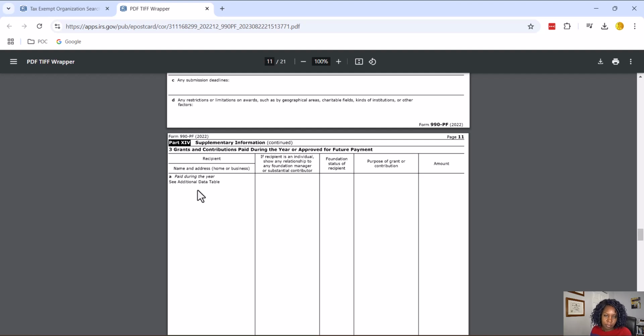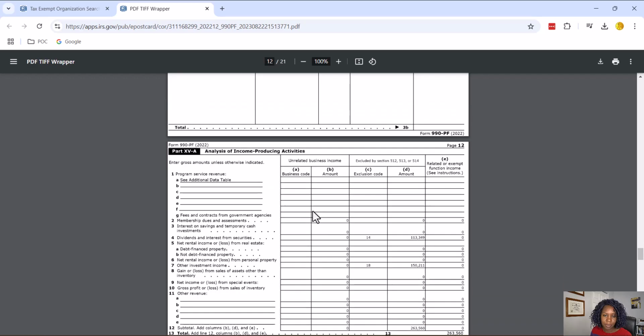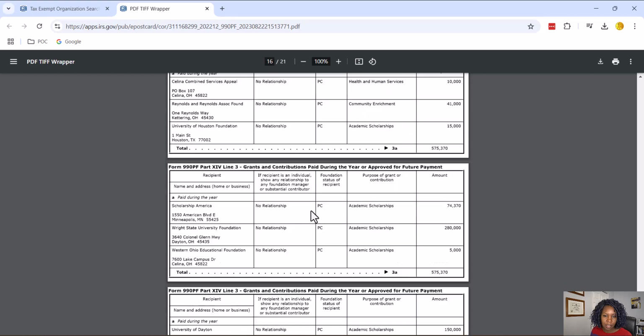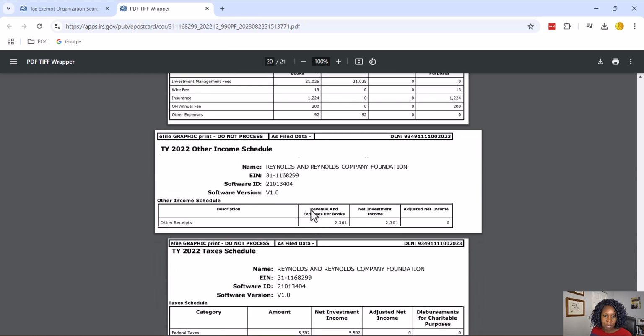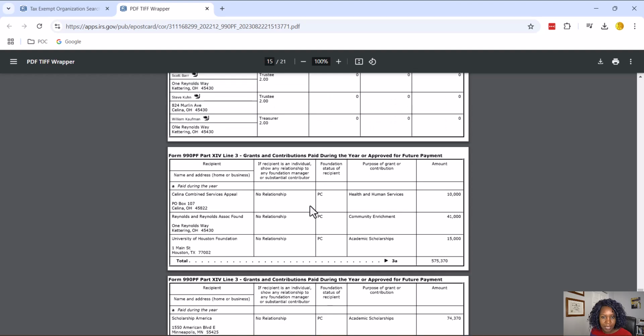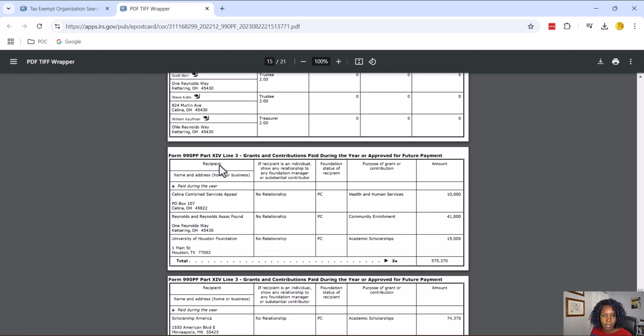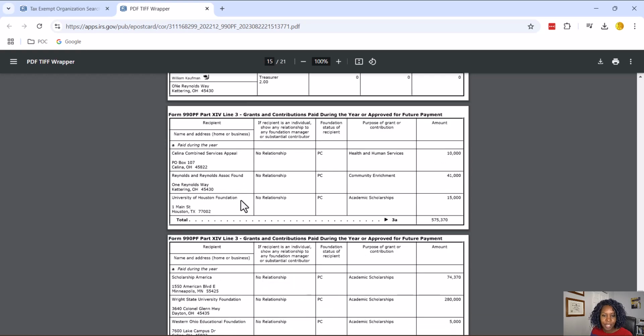And you can see on the IRS return, paid during the year, it's blank. See additional data table. Okay, so let's scroll down some more and find this information. Did I scroll past it? I did. Okay, here it is. So this is what you want to look for. Part 14 from line 3, and so it lists who they paid in 2022.